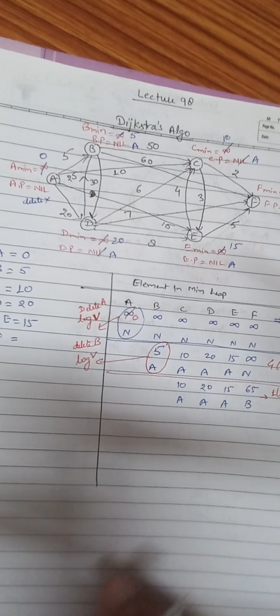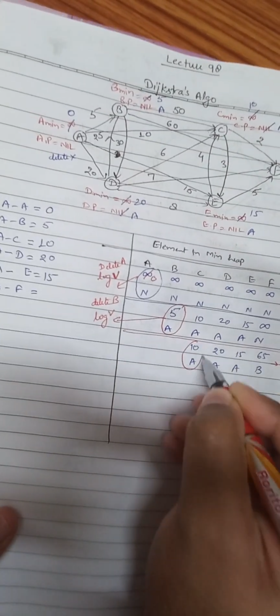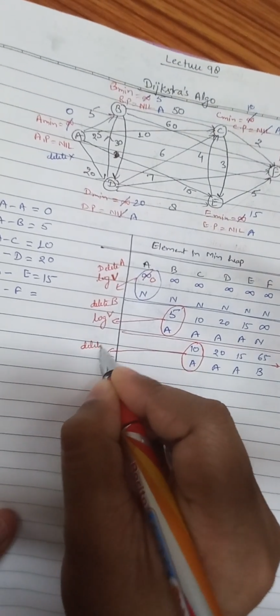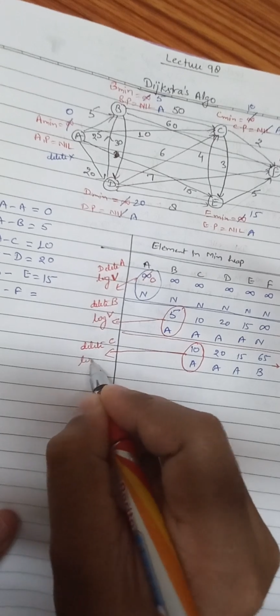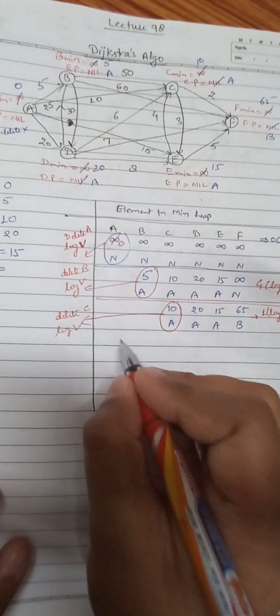Now again we need to delete the minimum one. So which is the minimum one? This one. So again how many comparisons? Log V comparison, and we are deleting C node and log V comparison. Now we are coming to the next point.